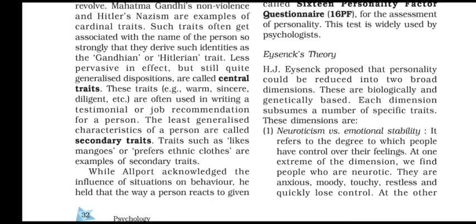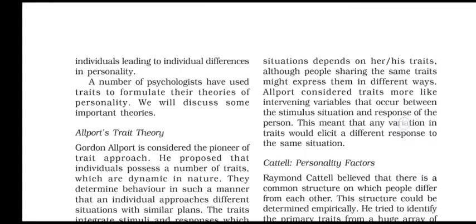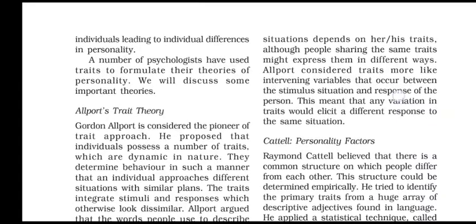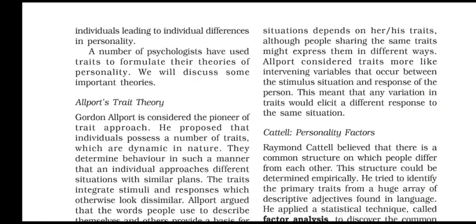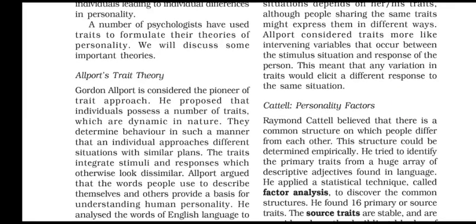While Allport acknowledged the influence of situations on behavior, he held that the way a person reacts to given situations depends on his or her traits. Although people sharing the same traits might express them in different ways, Allport considered traits more like intervening variables that occur between the stimulus situation and response of the person. This meant that any variation in traits would elicit a different response to the same situation.